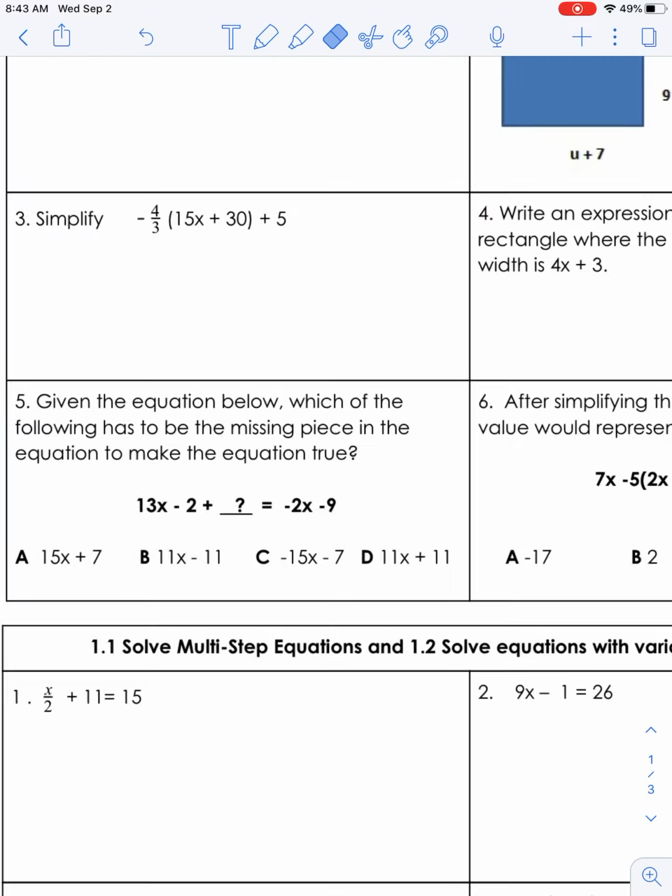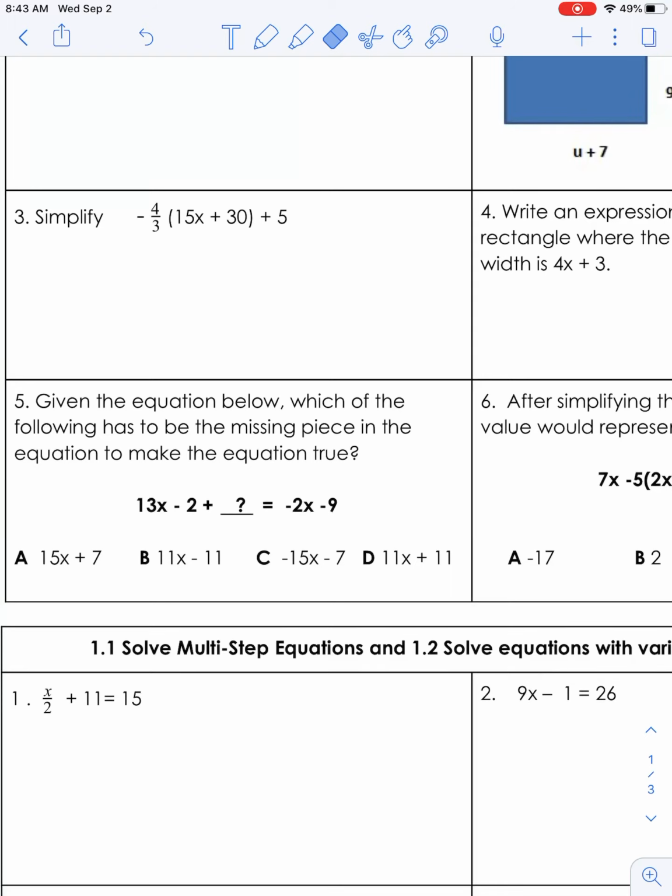Next question, number 5. Given the equation below, which of the following has to be the missing piece in the equation to make the equation true? Our missing piece is the question mark. So what I can do is get the question mark by itself. So I need to move over this 13x by subtracting it.